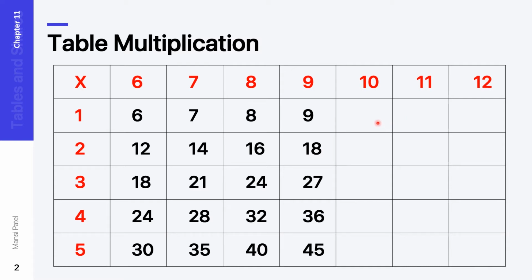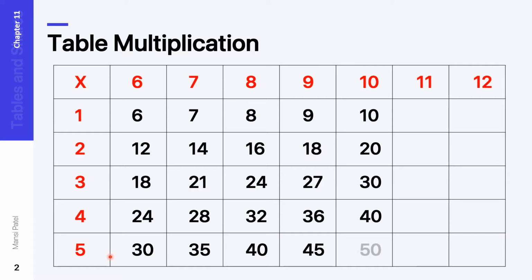Now in this box, one number is 10 and another number is 1. So 10 ones are 10. Then 10 is the same and another one is 2. So 10 twos are 20. Then in this box 10 is the same and 3 is there. So 10 threes are 30. Then 10 multiplied by 4. 10 fours are 40.